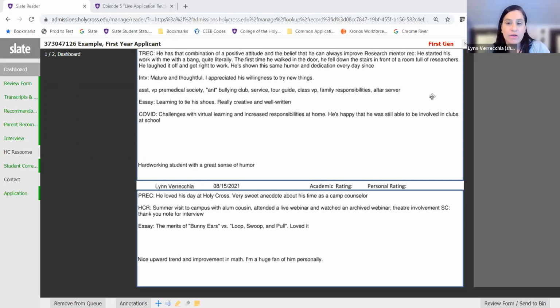So there are other categories. It doesn't drastically change the decision we make, but it is certainly something that we want to be conscious of or aware of if a student is part of a certain population. So first gen is one of those examples.